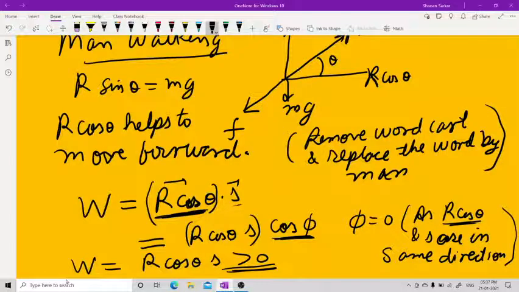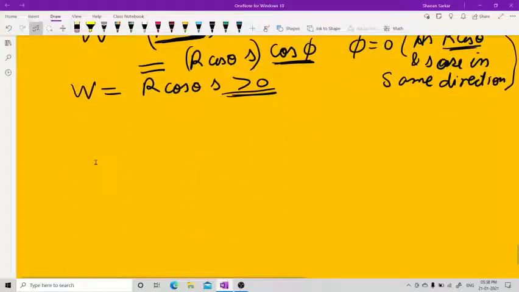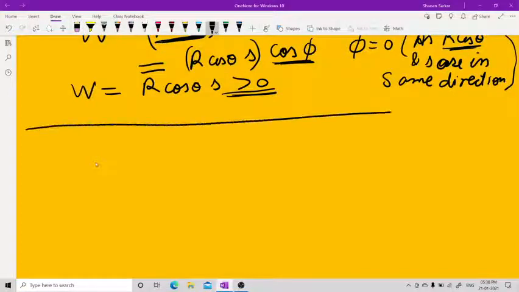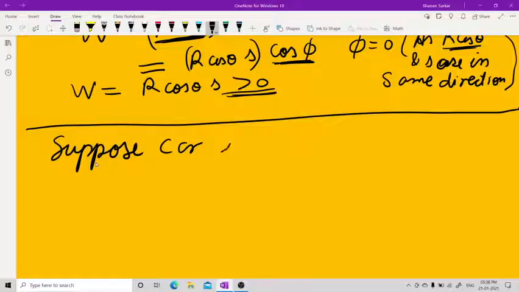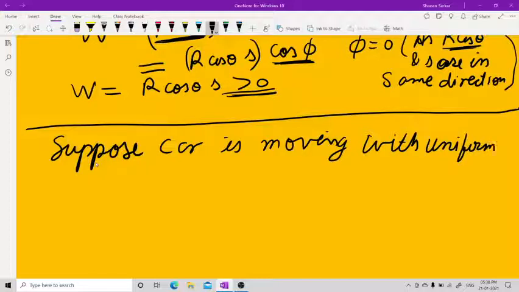In uniform circular motion, when a body is rolling, say you are moving with a constant speed, I'll give you one more very good example. Let me write it down before I come to spring potential energy as I talked earlier. Suppose, let us draw a line, and suppose a car is moving with uniform speed.